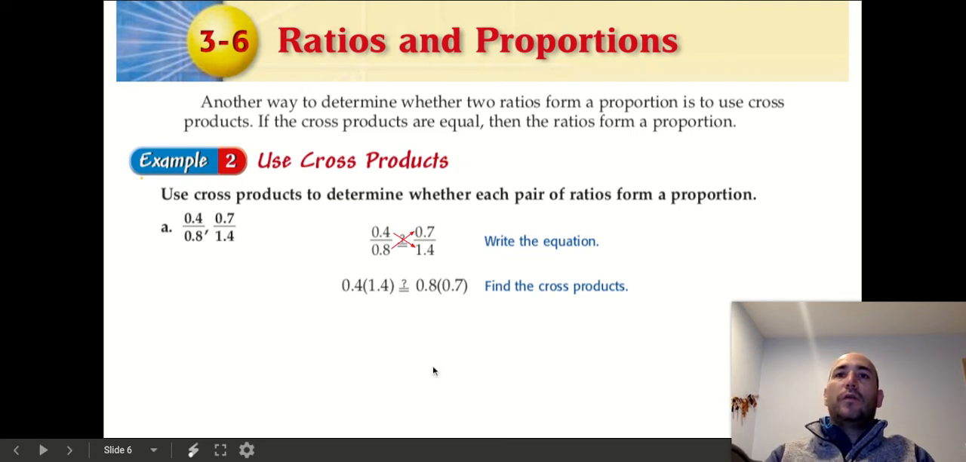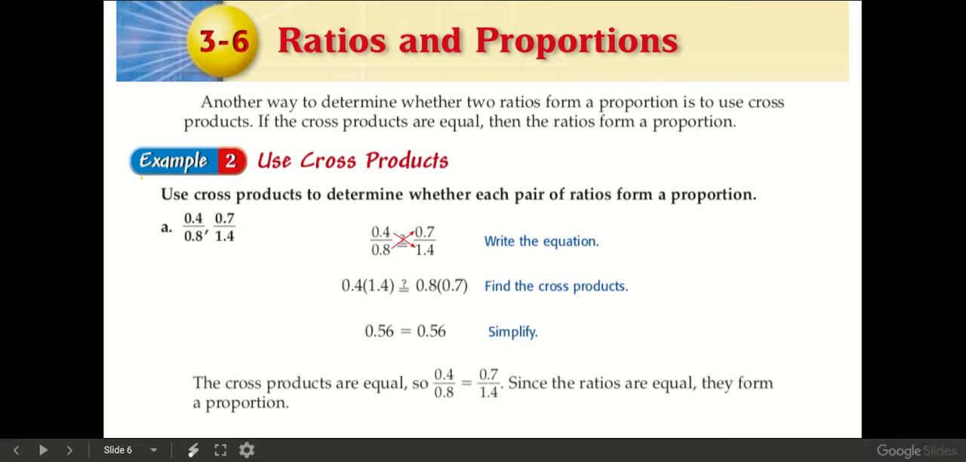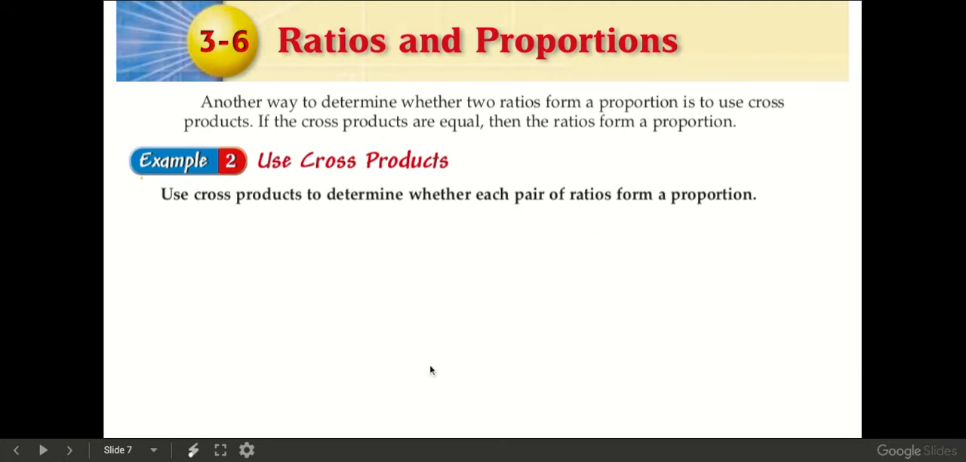So are these two things equal? Well, I would put these in my calculator. I find that 0.4 times 1.4 is 0.56, and 0.8 times 0.7 is 0.56. So since both sides are equal, these in fact are equal to each other. So since the ratios are equal, they form a proportion. If these two sides were not equal, they wouldn't form a proportion.